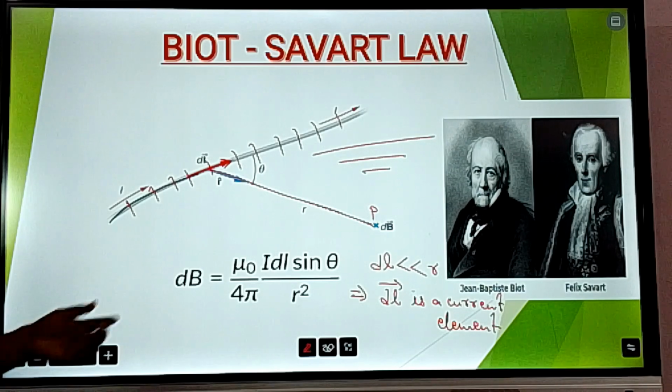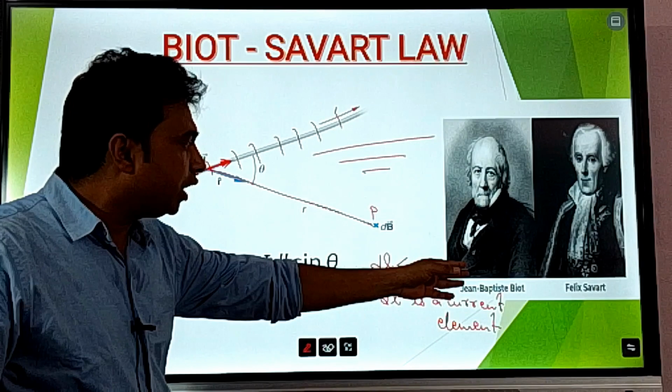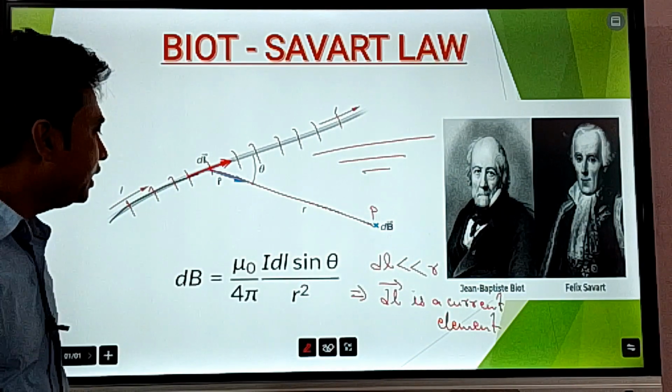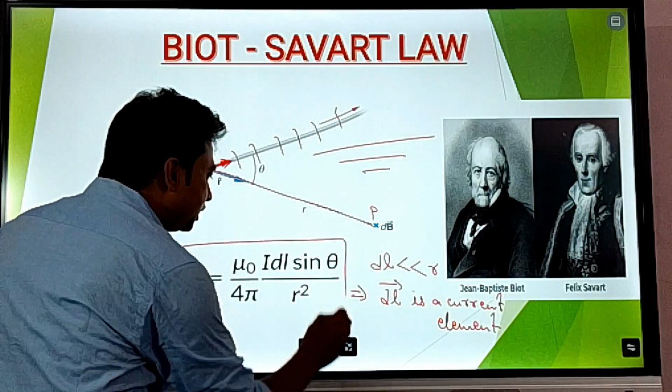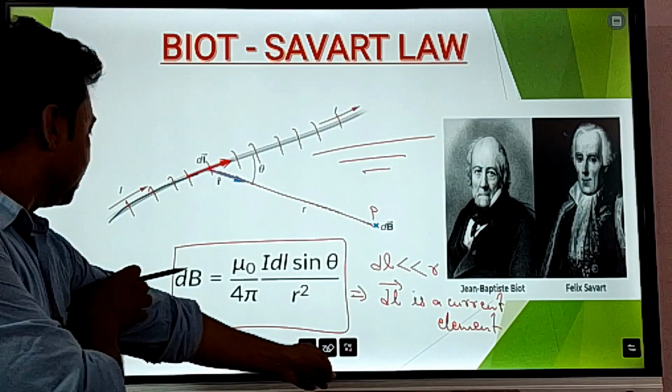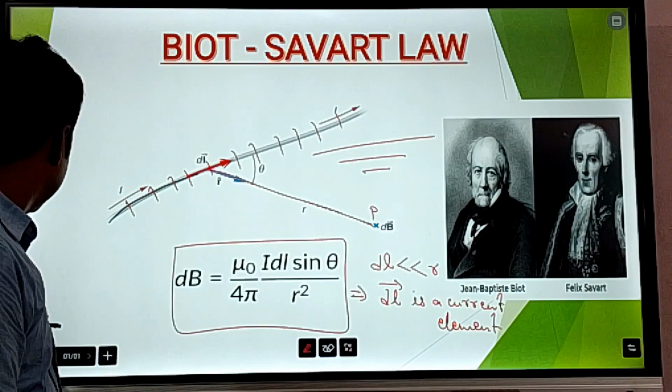So let's see how Biot and Savart derived this expression, dB equal to mu naught by 4 pi I dl sin theta by r square. This is the Biot-Savart law. Let's see how they derived it.